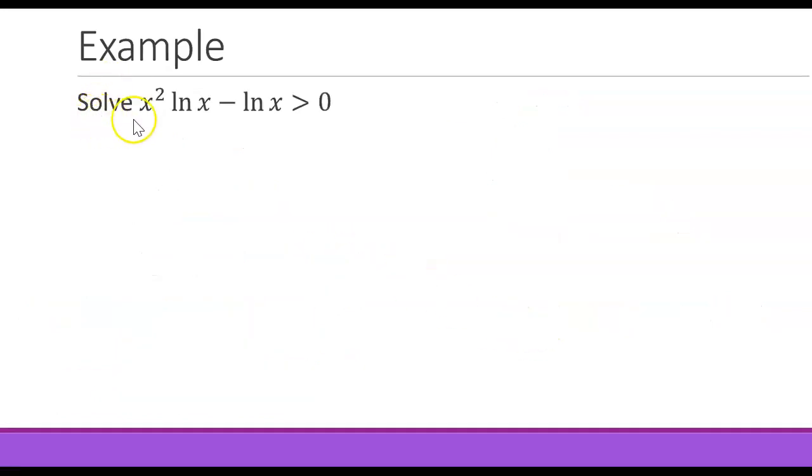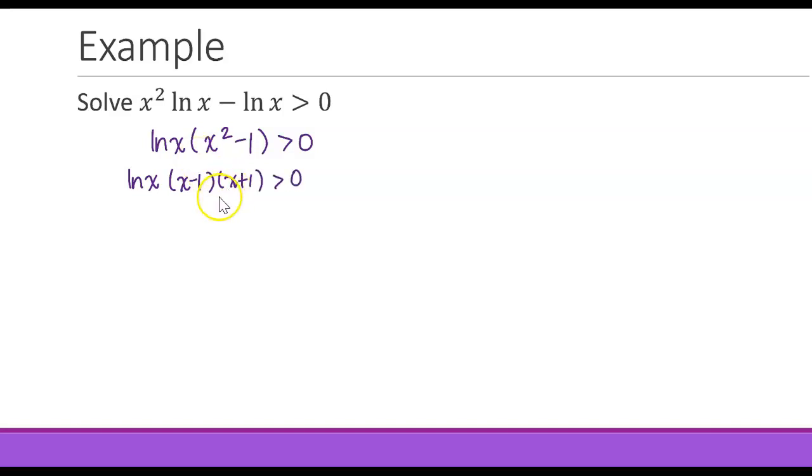In this example, I have: solve x squared natural log x minus natural log x is greater than 0. So I already have everything on one side and 0 on the other side of this inequality. So I'll go ahead and start by recognizing that natural log of x is in both terms, so I can factor it out. Natural log x times (x squared minus 1). And then x squared minus 1 factors further, so we get natural log x, times (x minus 1), times (x plus 1), the difference of squares.